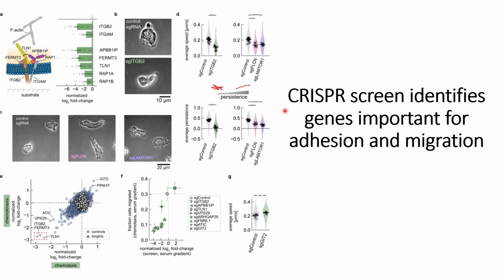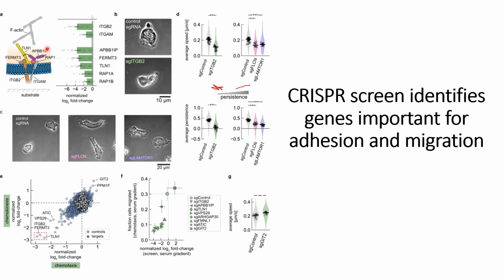In this video, we will discuss how this CRISPR screen can identify genes important for adhesion and migration. In order to do so, they compare the genes that migrated in the transwell assay between the chemotaxis and chemokinesis conditions.